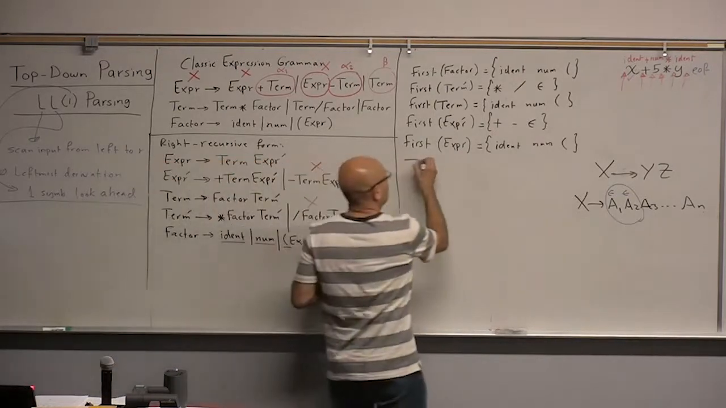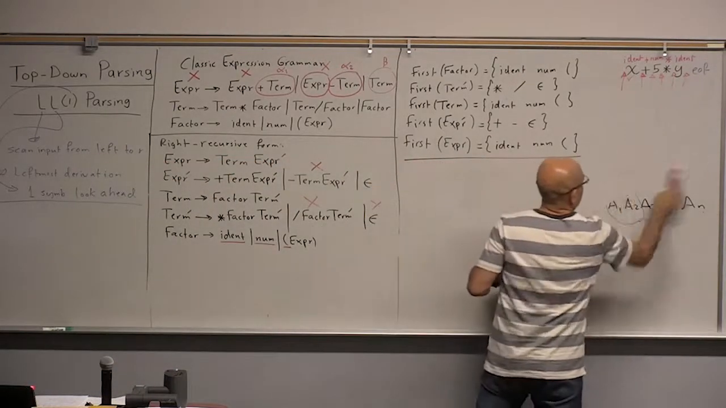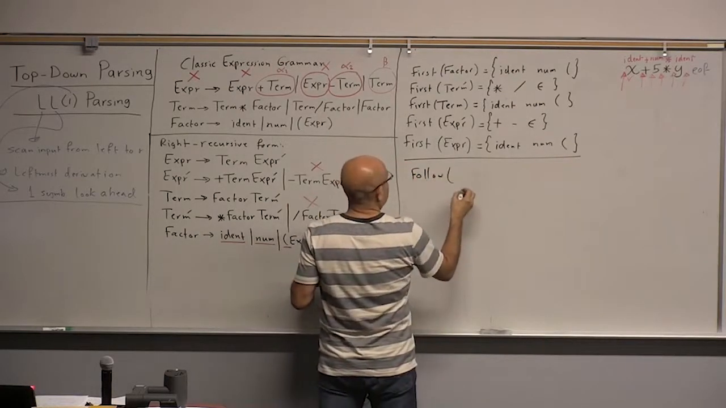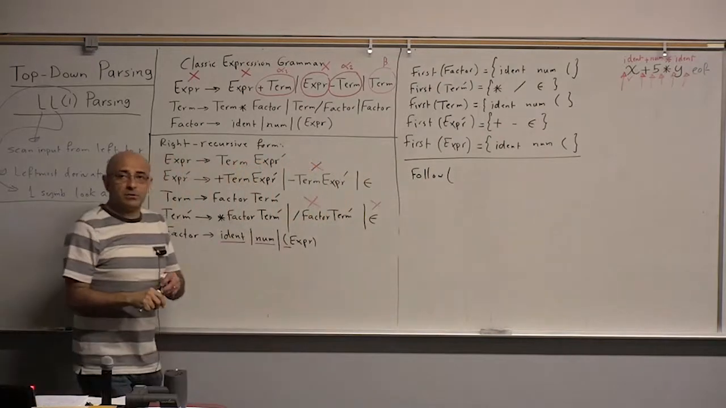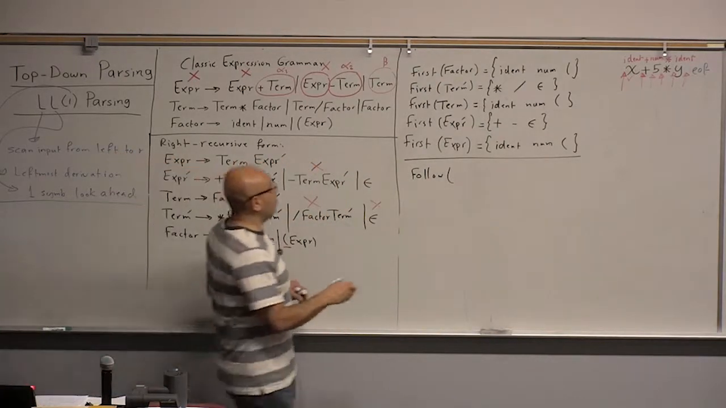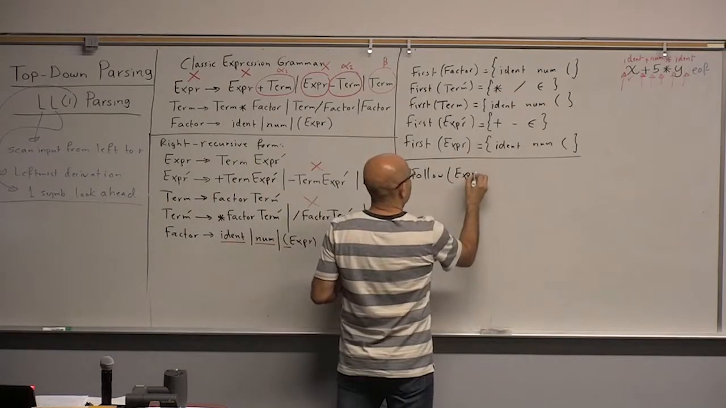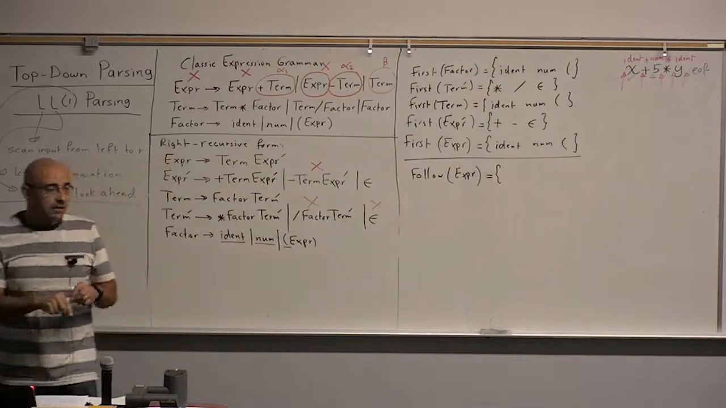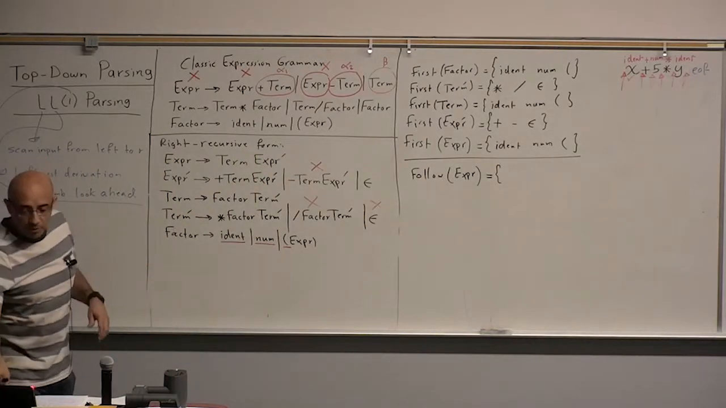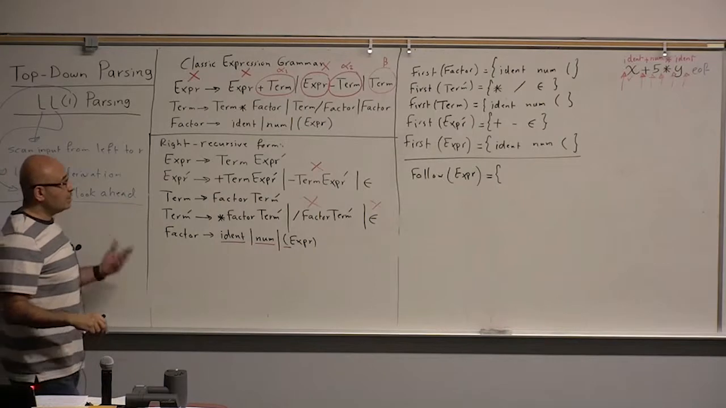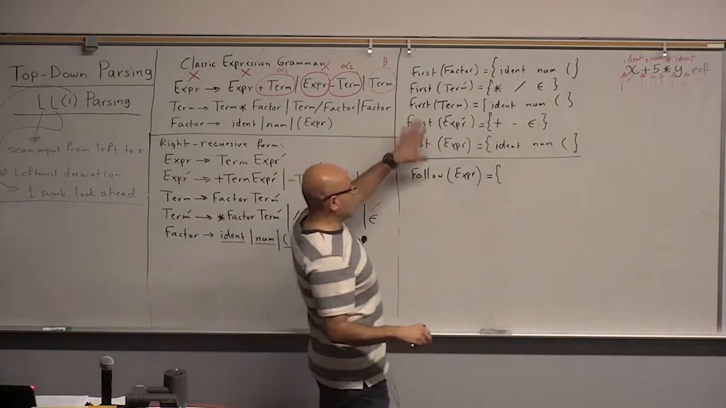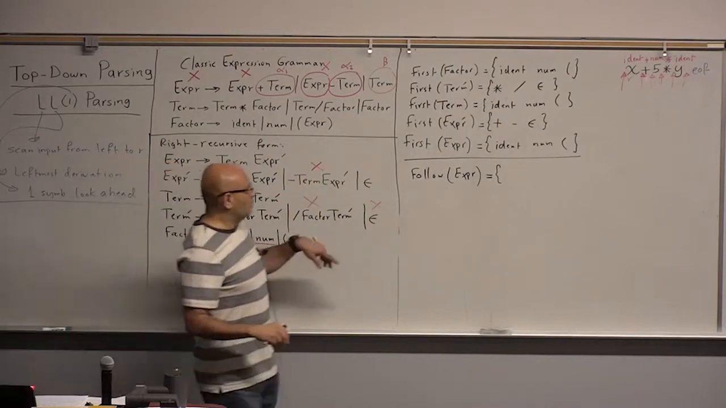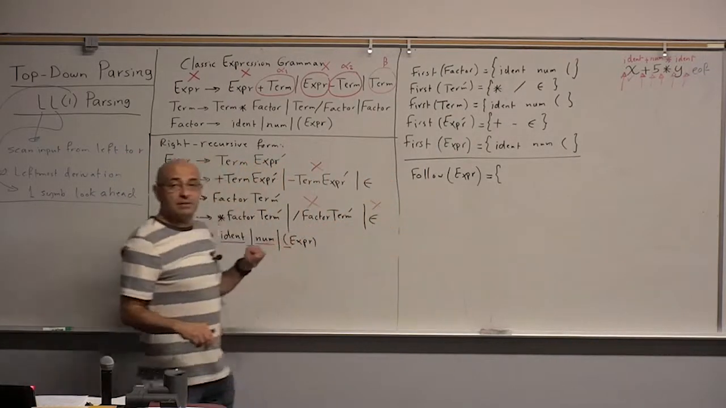So now let's look at the follow sets. For the follow set, it's easier to start from the top. By the way, it's an iterative process. In general, you have to keep iterating until you get to a fixed point, until no more changes are possible. But with this particular example, one iteration is enough. So what's the follow of expression?